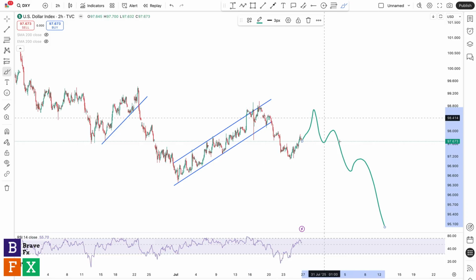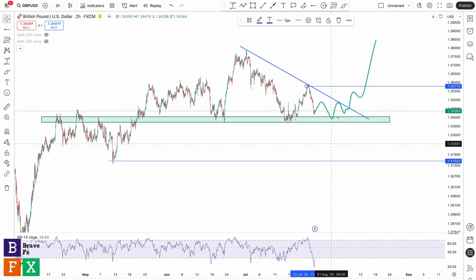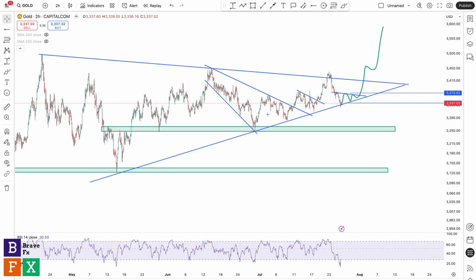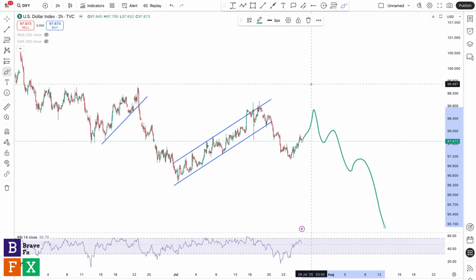And when it starts dumping again, if it does, then you can expect GBP-USD to start going up again and gold to start going up again. So that's why it's important to pay attention to the DXY, pay attention to the fundamentals. This week, I think we have the Federal Reserve interest rate decision coming up. Pay attention to that because it's going to be a major mover in the market.